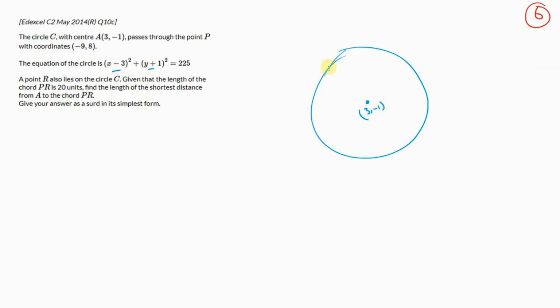I've got my centre. I've got a point minus 9, 8. It's further to the left and it's further up. That doesn't need to be so accurate, but in the right direction helps. And we are given a point R, which is also on the edge of the circle. You could have drawn it anywhere. I just chose it to draw up there. We know the radius is 15. So these 2 dotted lines I'm drawing are length 15.